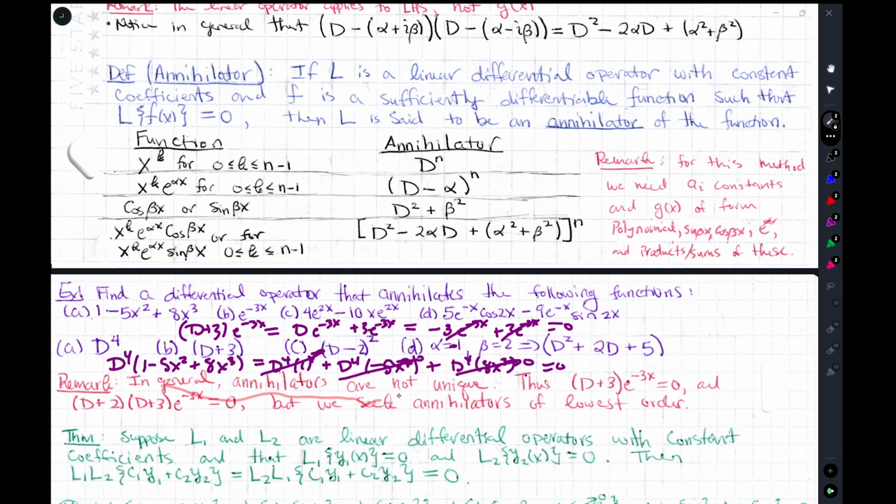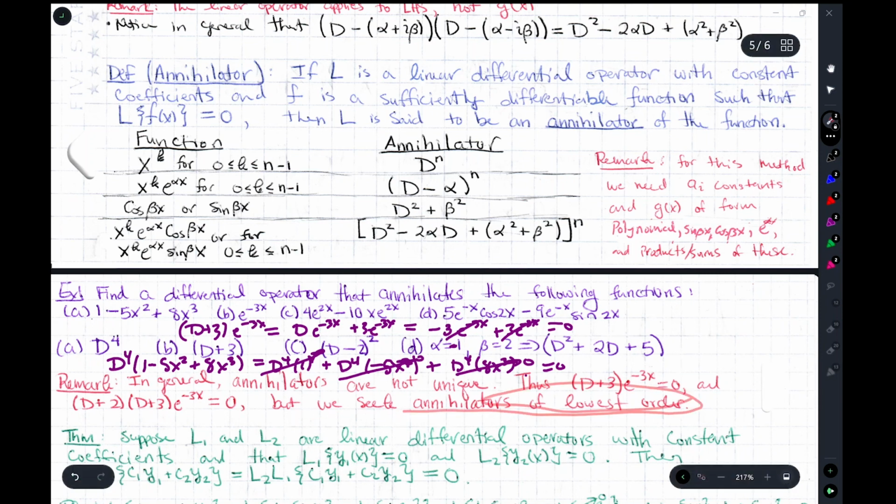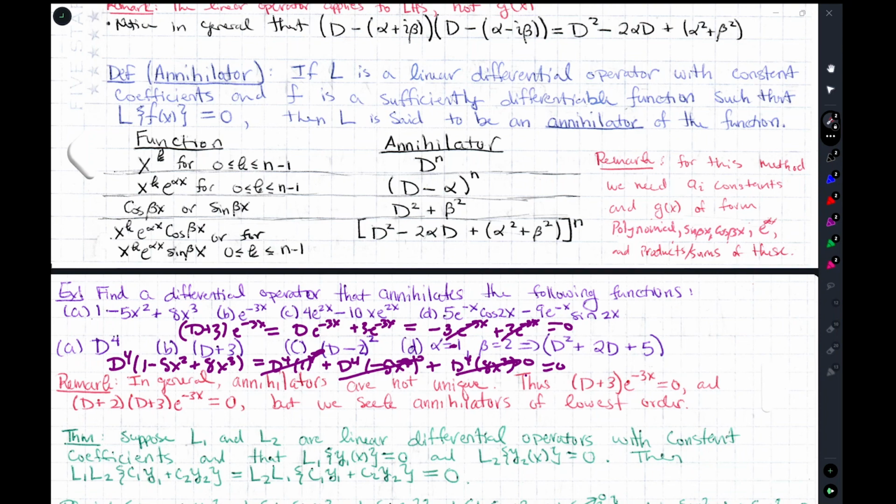In general, annihilators are not unique. Thus, (D plus 3) e to the minus 3x equals 0, and, well, D plus 2 acting on that 0 is also 0. I mean, in fact, you could multiply by other operators and still get 0, as long as that's 0. But in general, we're seeking annihilators of lowest order. So we're not trying to overcomplicate this and just add on superficial or trivial operators. So we want the lowest order.